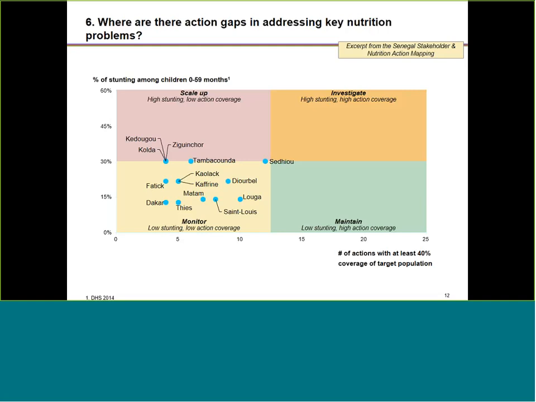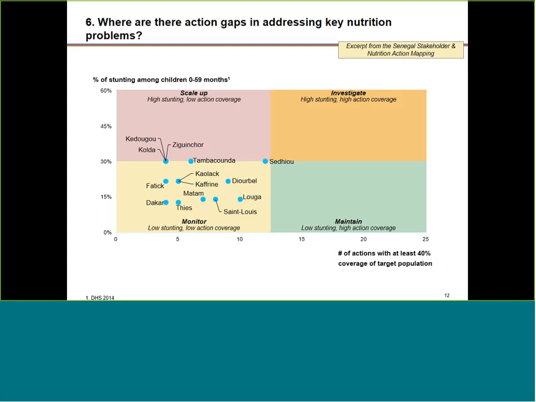The pink quadrant identifies regions that have high stunting and low action coverage. These regions may need the core nutrition actions to be further scaled up in order to reduce the stunting prevalence. Going clockwise, the orange quadrant identifies regions that have high stunting prevalence and where actions have high coverage of target populations. Regions in this quadrant would need to be investigated to understand why the stunting prevalence is high despite the high coverage of actions. In this example, none of the regions of Senegal have fallen into this category.